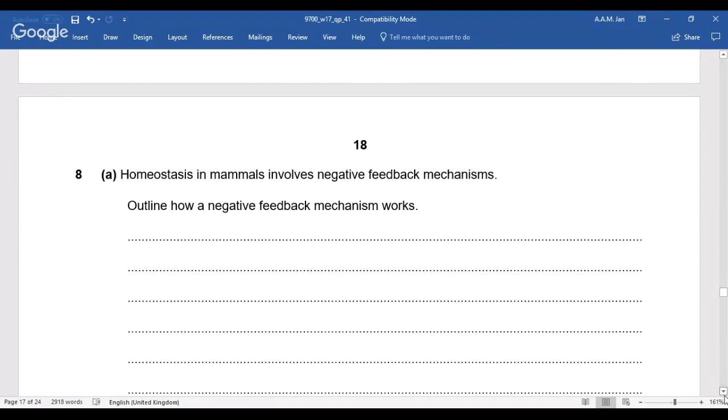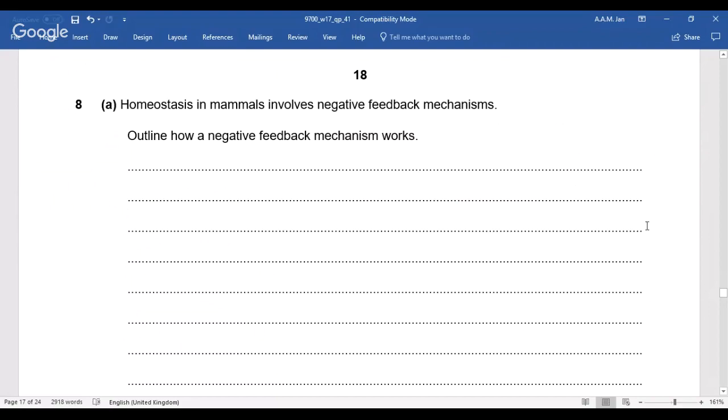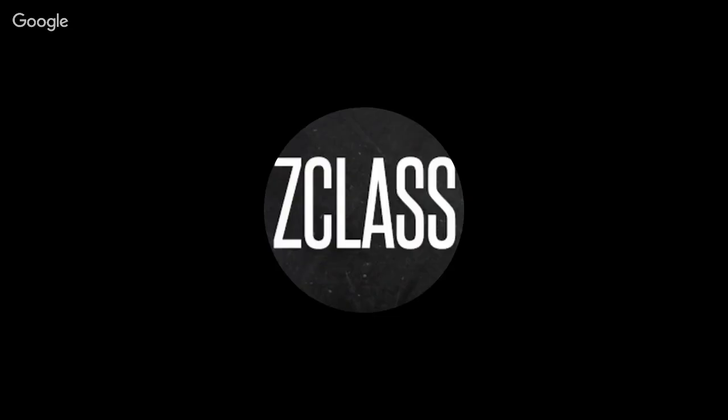All right, Grace, can you answer this question? Homeostasis, negative feedback, outline how negative feedback works. Yeah. So I said, when something deviates from the set point, receptor cells detect this and are stimulated. They then send this information by neurons to the brain, so to the control center. The control center then, by neurons, sends instructions to an effector cell to do something to counteract this change. Effector cells may be muscles or glands. Okay.